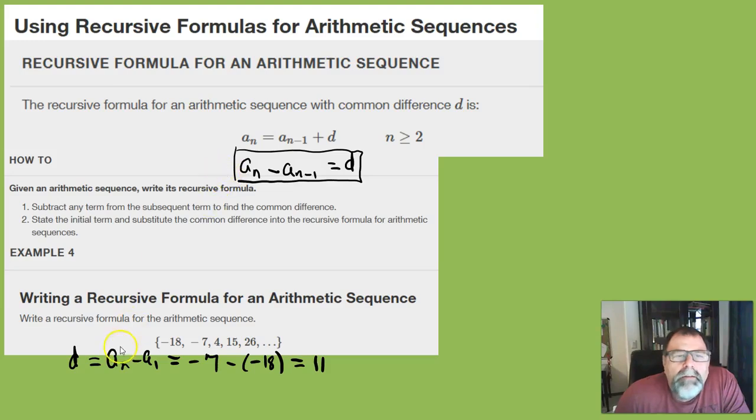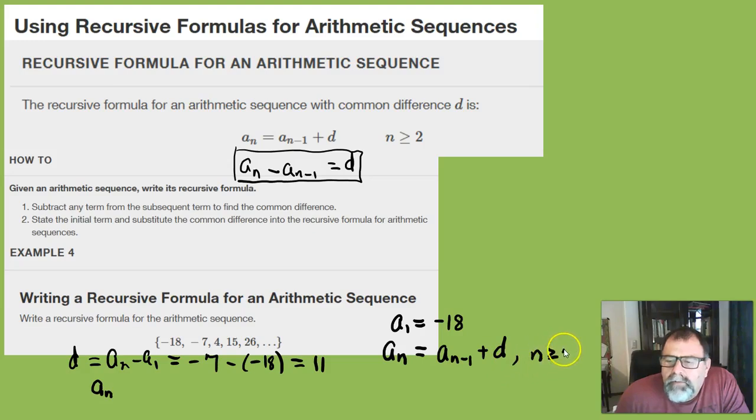And now you can say A sub n. Well, first remember to write recursive. I have to tell you A sub 1 is negative 18. And then I can tell you A sub n is equal to A sub n minus 1 plus d for n is greater than or equal to 2. So basically that would be your recursive formula.